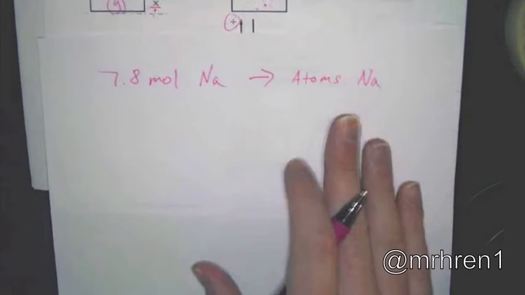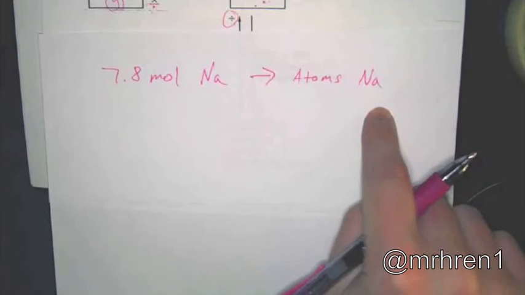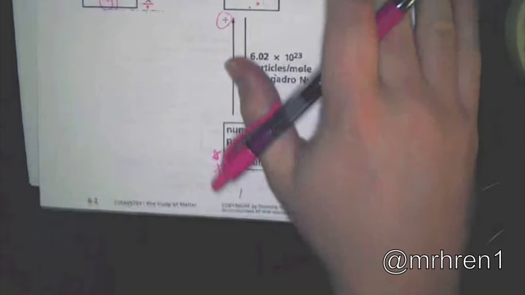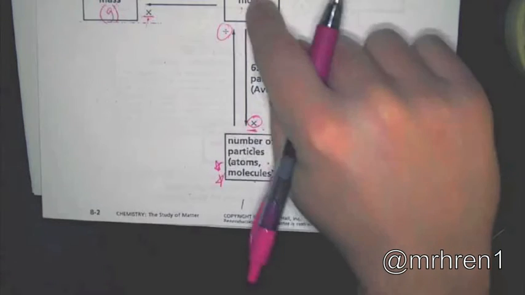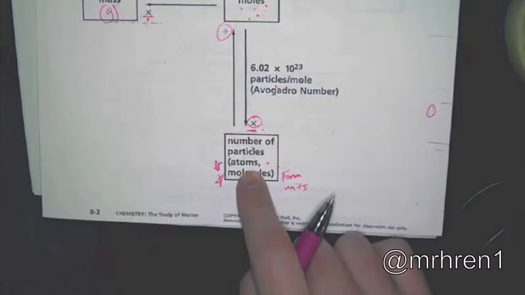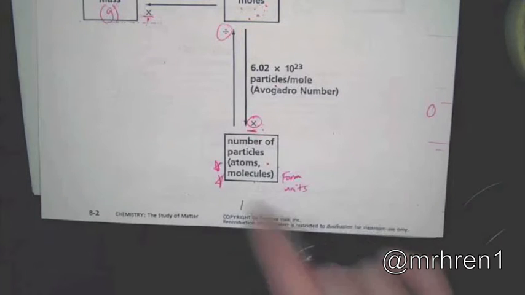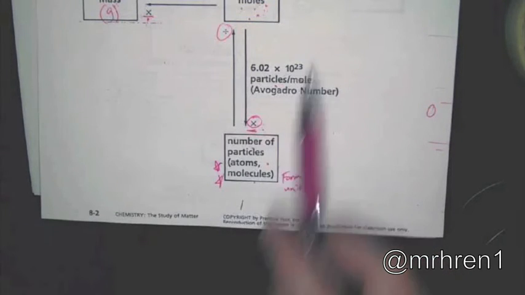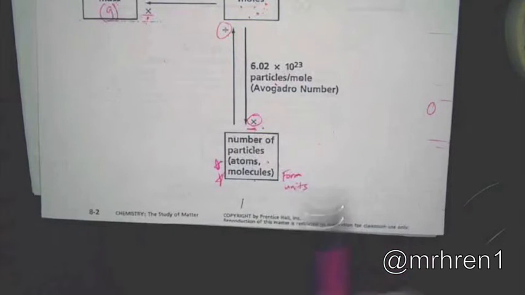Anyway, so we've got 7.8 moles of sodium. You've got atoms of sodium. Now, in this case, an atom is a particle. So you are going to be converting between moles and particles. And this one is easier, in my opinion, because you use the same number every time, regardless of the element or compound you start with. You are always using 6.02 times 10 to the 23rd. Doesn't matter. You just use that number.